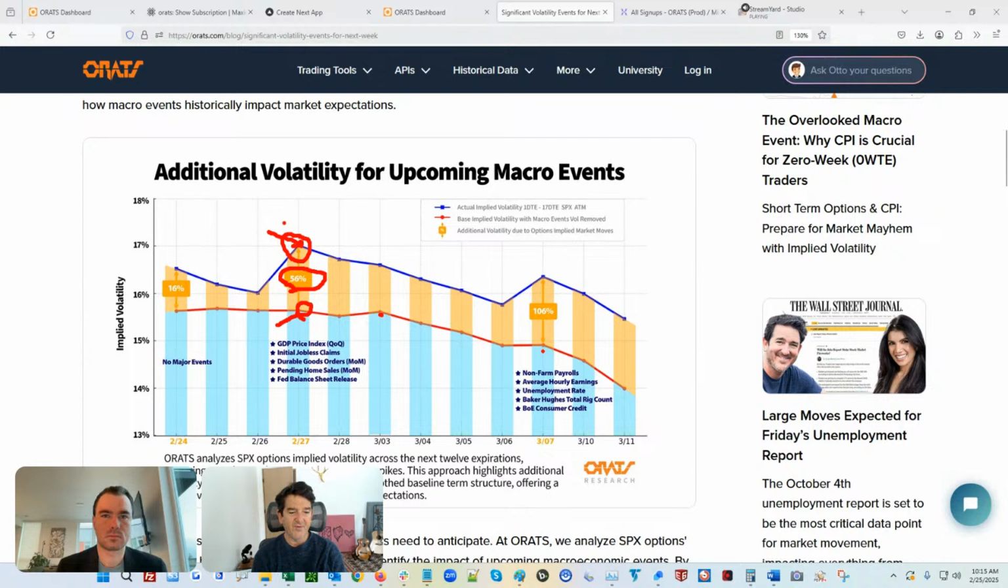When we look at this 56% on the 27th, there are things like initial jobless claims, the GDP, durable goods, the things that we list here that are coming out, and that's why. Also, I should say Nvidia's earnings is coming out on the 26th, so that's adding to it as well. But that's why it's higher there.